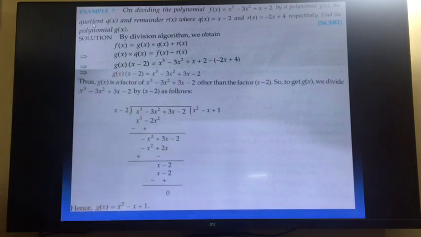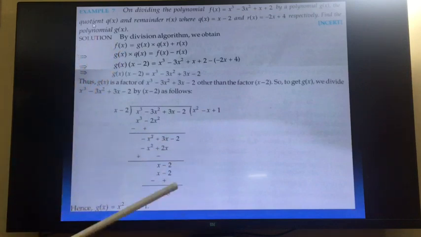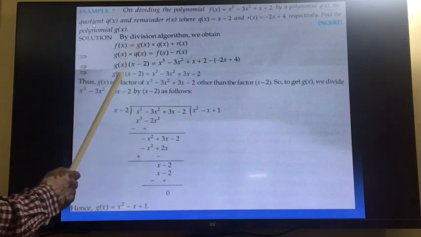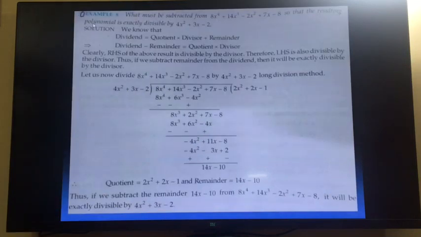So in this case we got the divisor. So it is a completely reverse process. In the other cases we were dividing and then we were verifying the division algorithm. Here with the help of the division algorithm you will find out the value of g(x), and that you will find by the division method, right? Now see the next question.